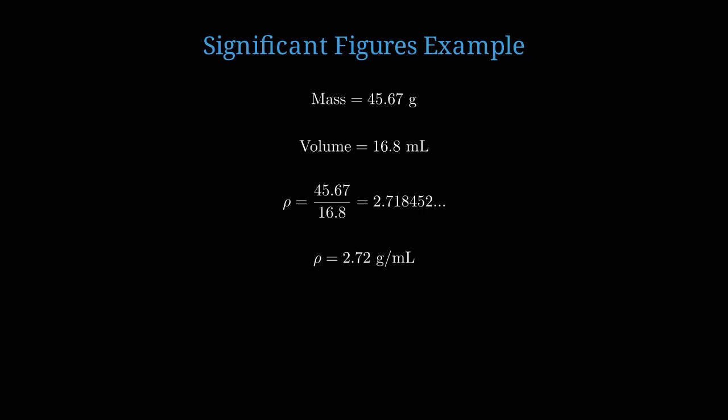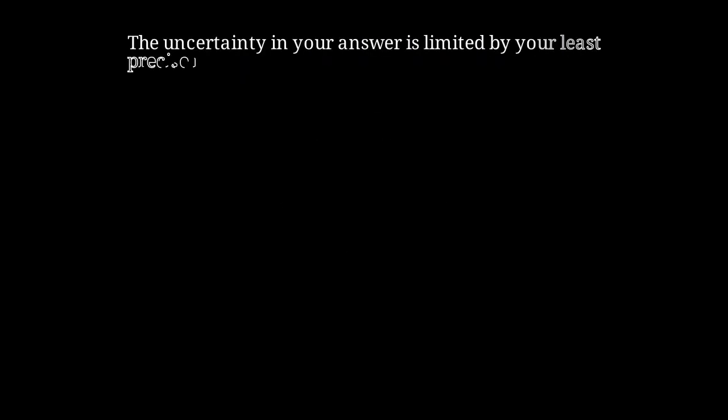You round to 3 significant figures, because your least precise measurement had 3, so density equals 2.72 grams per milliliter. The uncertainty in your answer is limited by your least precise measurement. You can't create precision out of thin air by using a calculator.